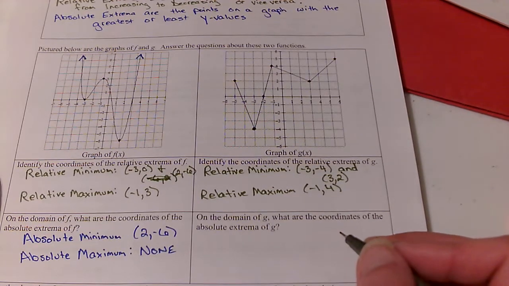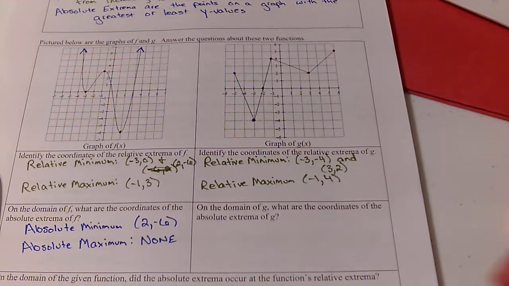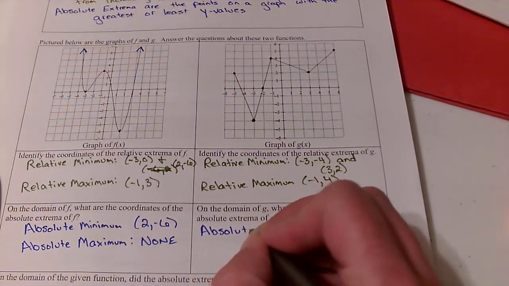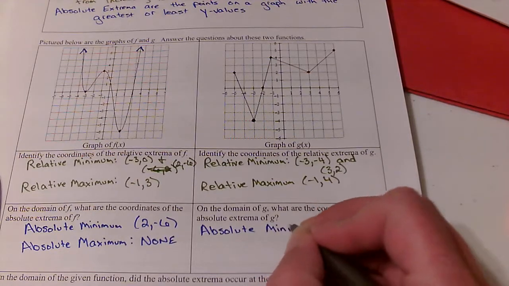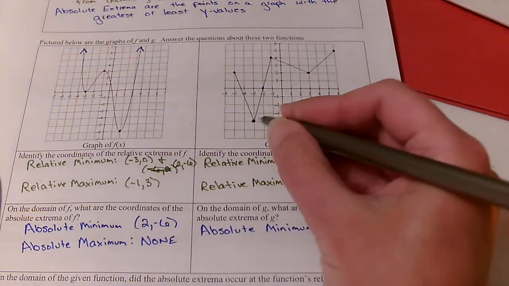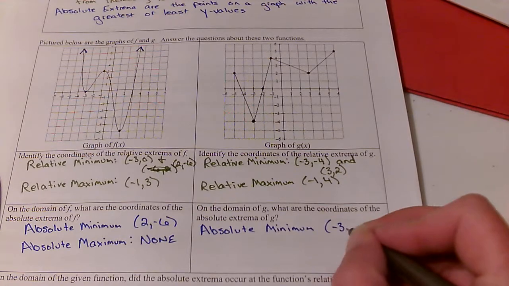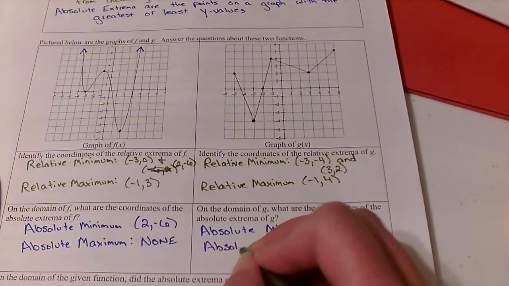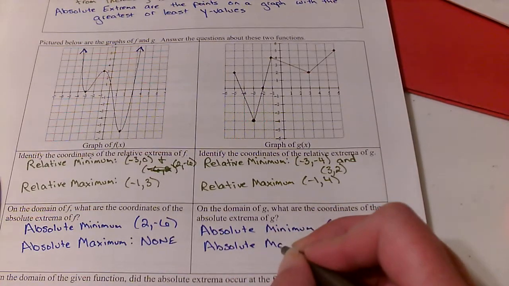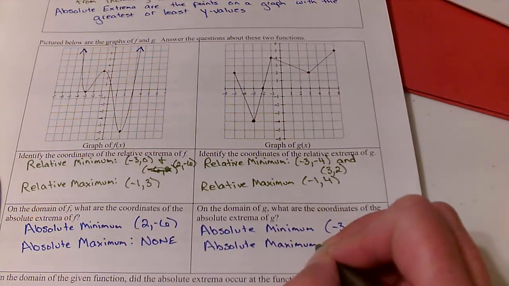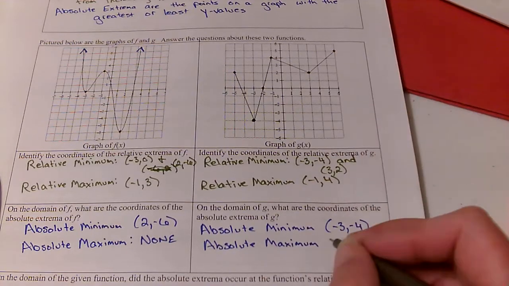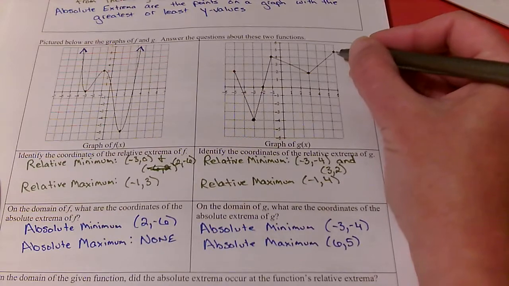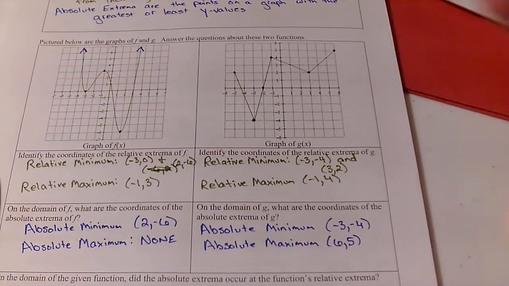What are the absolute extrema? Well, we have an absolute minimum at the lowest point on the graph. And we have an absolute maximum at the highest point on the graph, which would be up there. Notice that's because the graph stopped there. It did not have an arrow like on F.